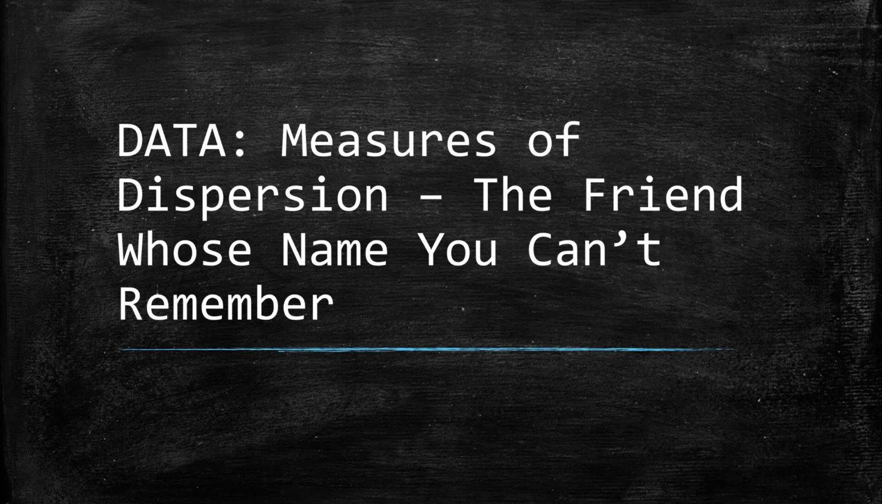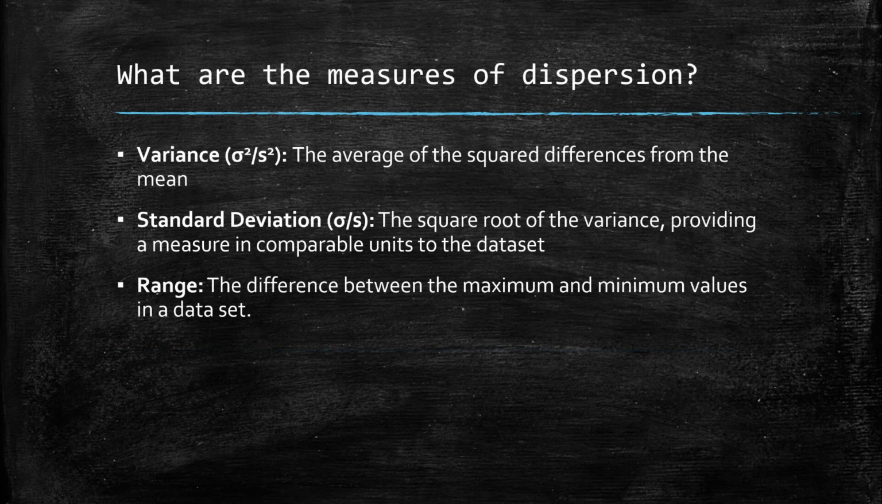So the question is, what are the measures of dispersion? Sorry, even my mind wants to say measures of central tendency because they're just more popular. Well, those are the variance, which is sigma squared or s squared, and these are the average of the squared differences from the mean. The standard deviation, the square root of the variance, providing a measure in comparable units to the dataset. Namely, we're no longer dealing with squared units.